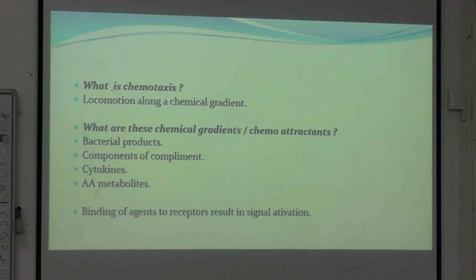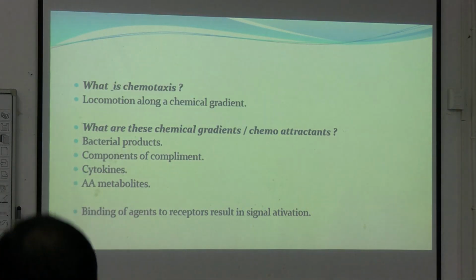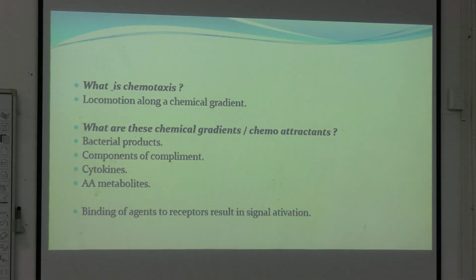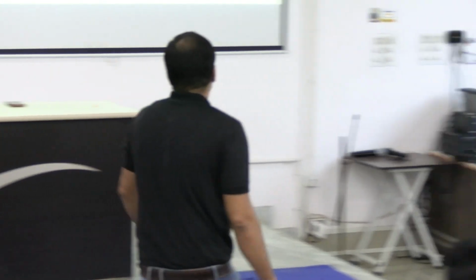Okay. So what are these chemical gradients or chemoattractants? These are the various chemoattractants. Not only chemokines, chemokines is one of them. There are other bacterial products, components of complement, cytokines like chemokines, arachidonic acid metabolism. Okay? So this is over.